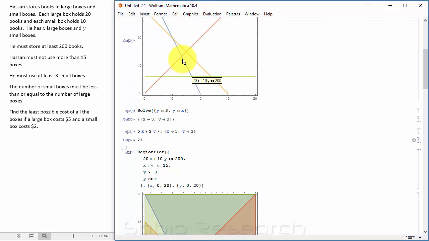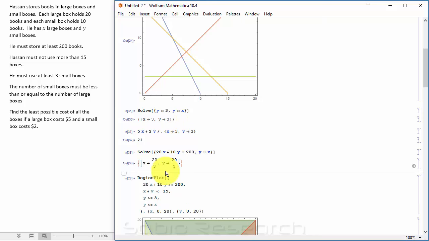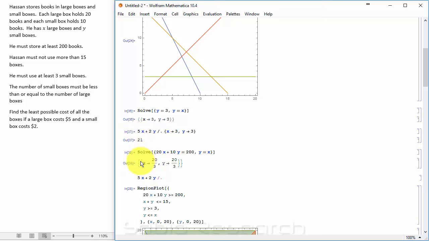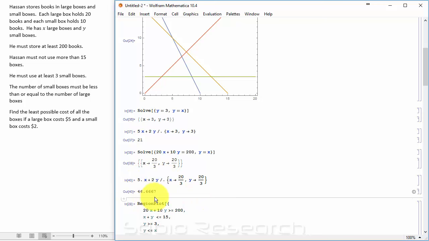What about for this spot? Now you've got to solve this one: 20x plus 10y equals 200. So shall we? Solve 20x plus 10y equals 200, and then solve this one, which is y equals x. And the solution I get is this here. So now if I put in the cost function, and also put the solution I got into it, this is what I get. It's hard to see, so I will turn it into decimal. So I have this 46.